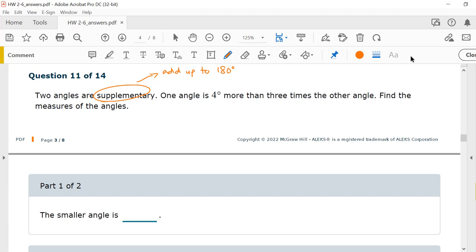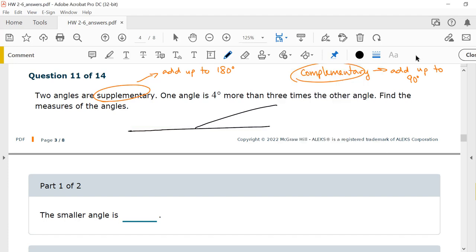Now, if your question says that they're complementary angles, that means that they add up to 90 degrees. So those are just two new vocabulary words, supplementary and complementary. Okay, these two are going to be supplementary. So whatever the angles are, when you add the two angles up, you get 180.